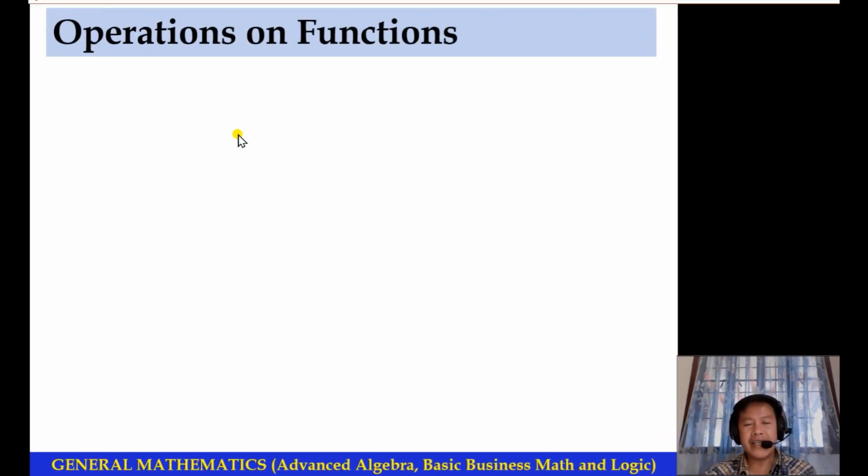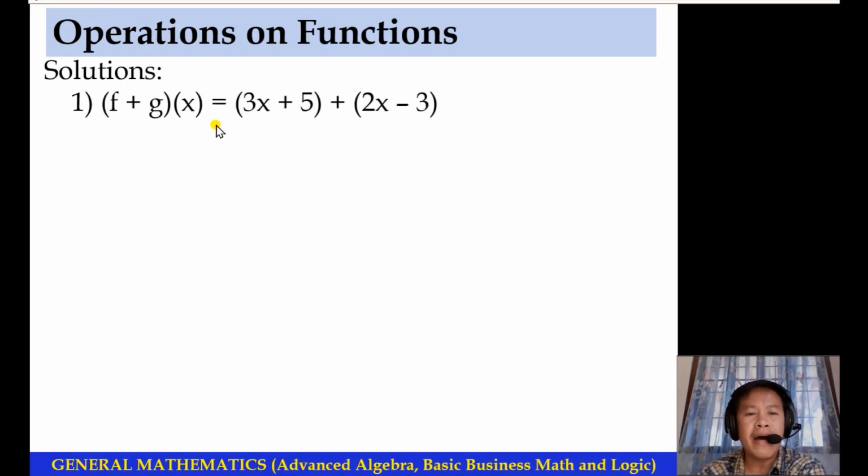Okay, now, this is the solution of number 1 problem. f plus g of x is equal to quantity 3x plus 5, quantity plus 2x minus 3. This is the indicated operation, addition. Therefore, you are going to add the two functions given. Now, in adding or subtracting functions, what you need to do is to identify the terms which are similar. Because you can only combine terms which are similar. You cannot combine terms which are not similar.